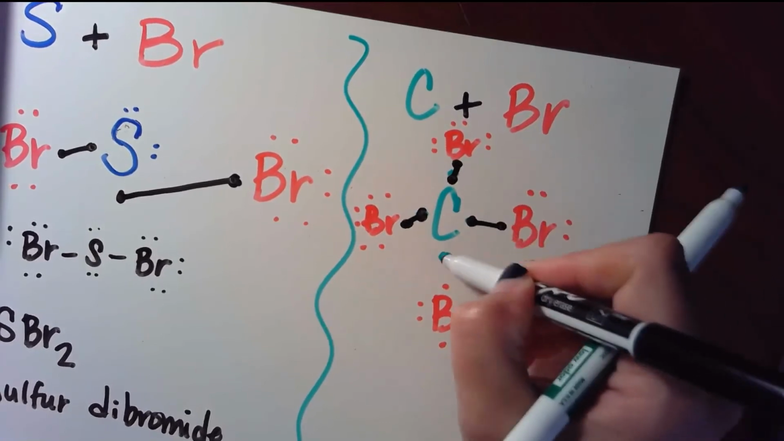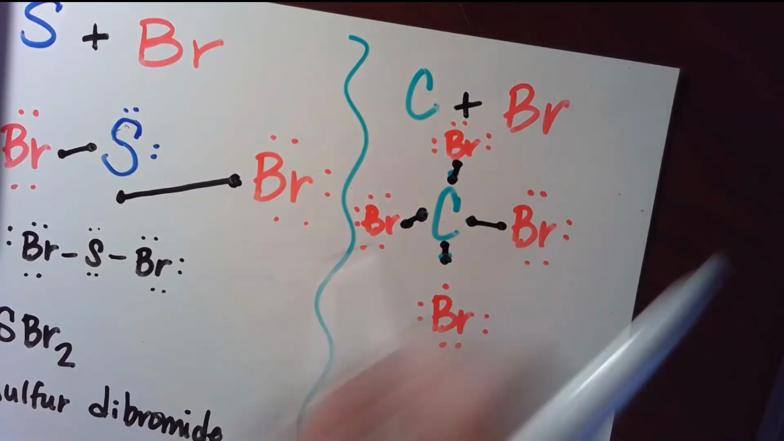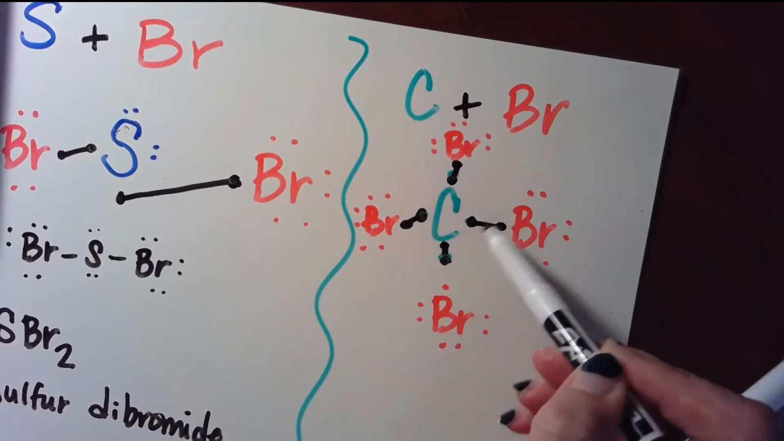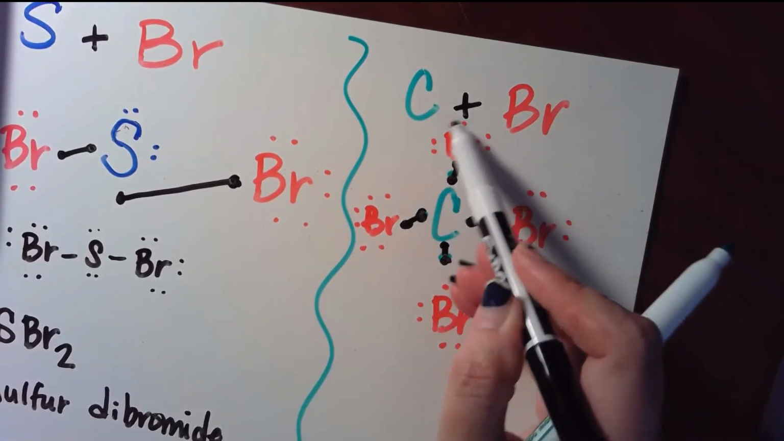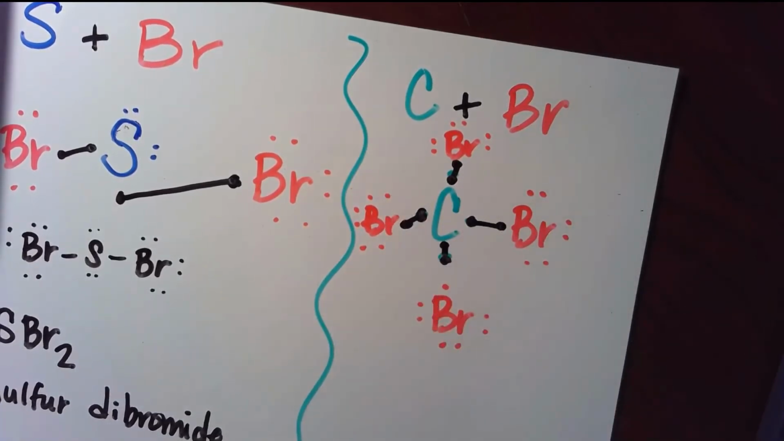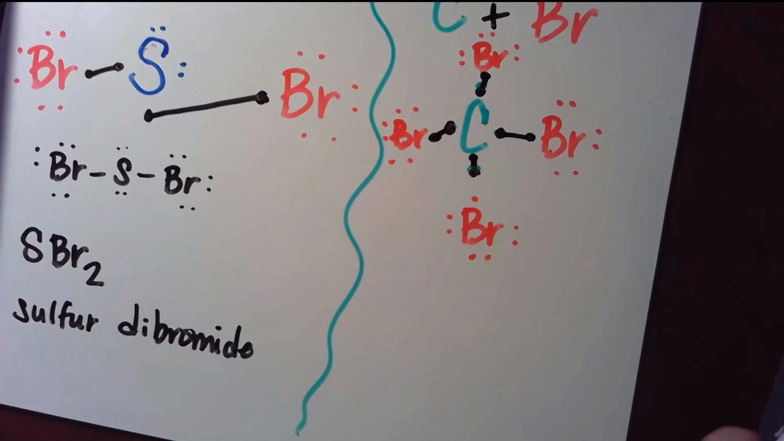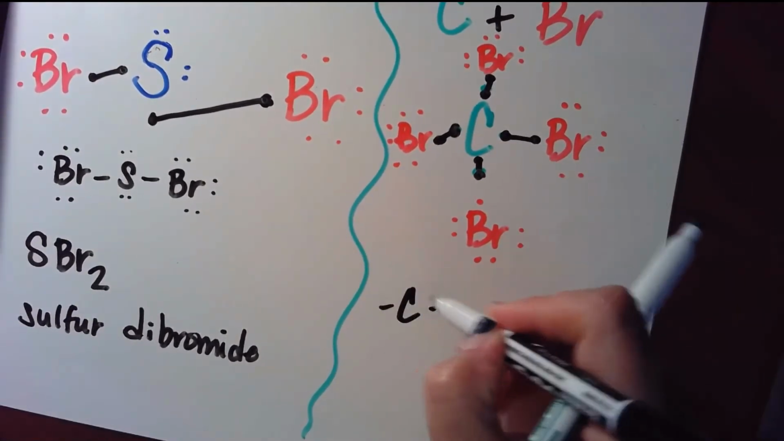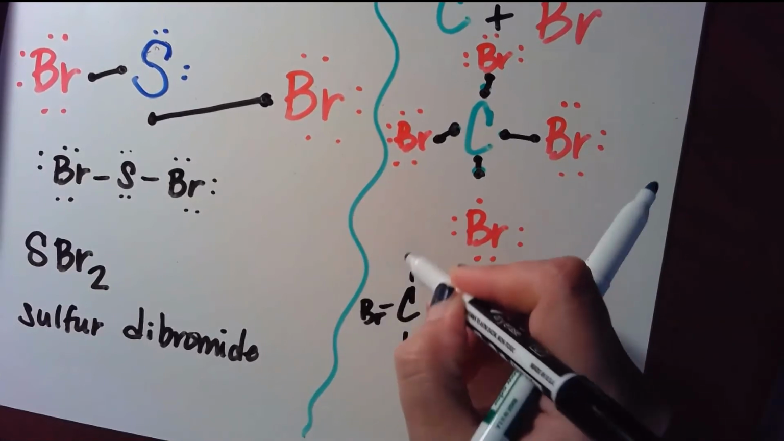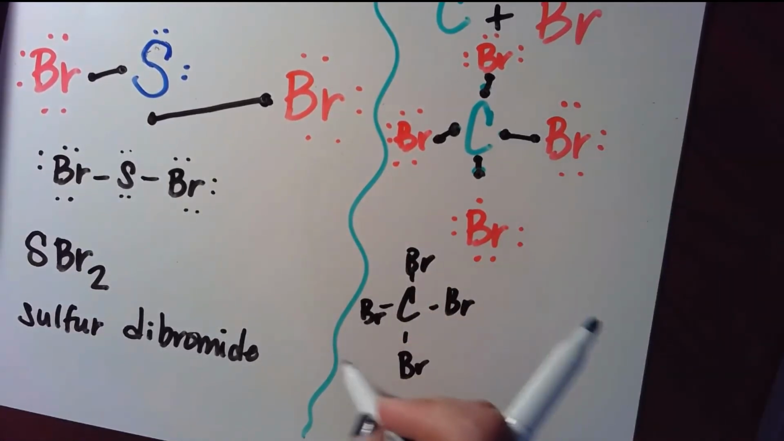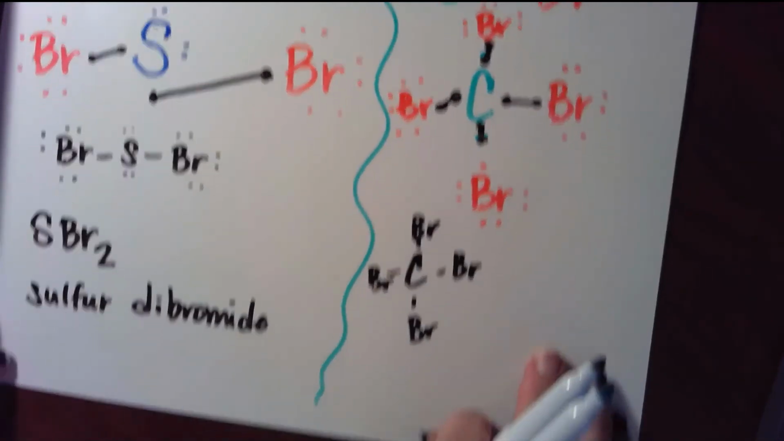Now this carbon has 2, 4, 6, 8. Each bromine has 2, 4, 6, 8. All right, so this formula would look more like C, then you just put the Br's all around. And then you can put all the dots around them too.